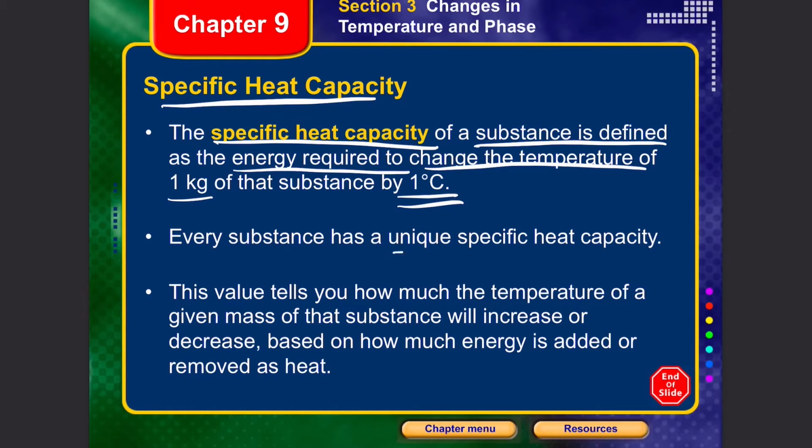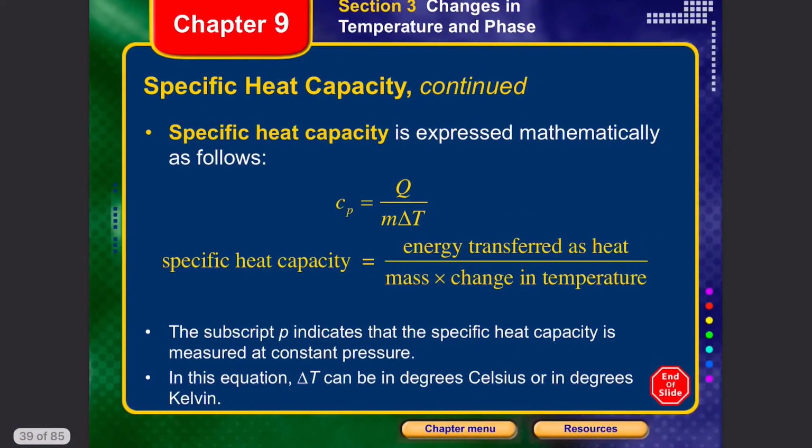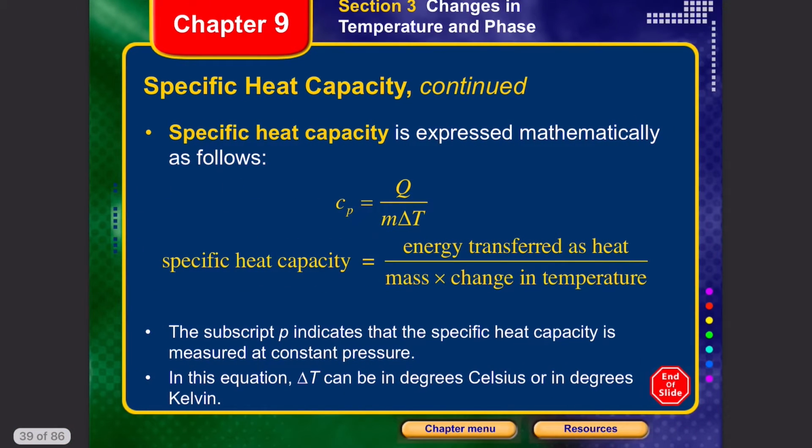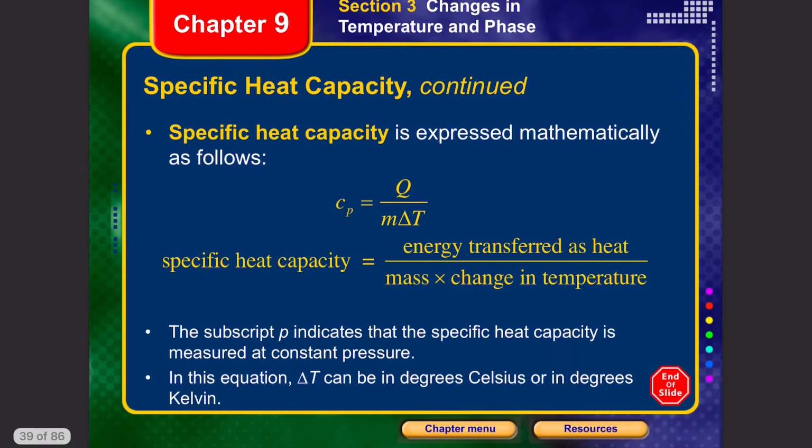Now, every substance generally has a unique specific heat capacity, and this value tells you how much the temperature of a given mass will increase or decrease based on how much energy is added or removed as heat. Specific heat here is measured as Cp equals Q over m times delta T, where Q refers to the energy transferred to the substance, m is the mass, and delta T is the change in temperature.